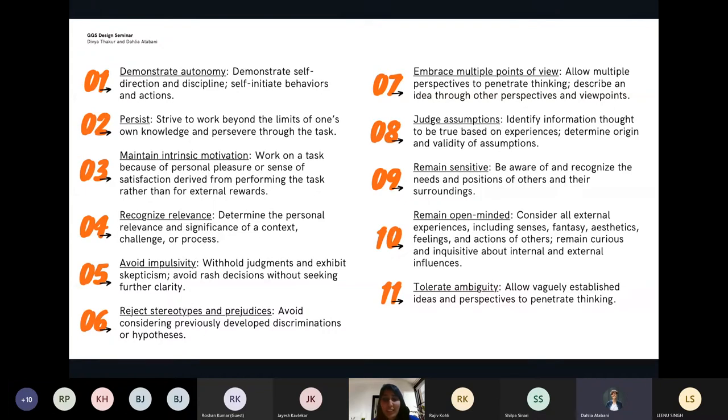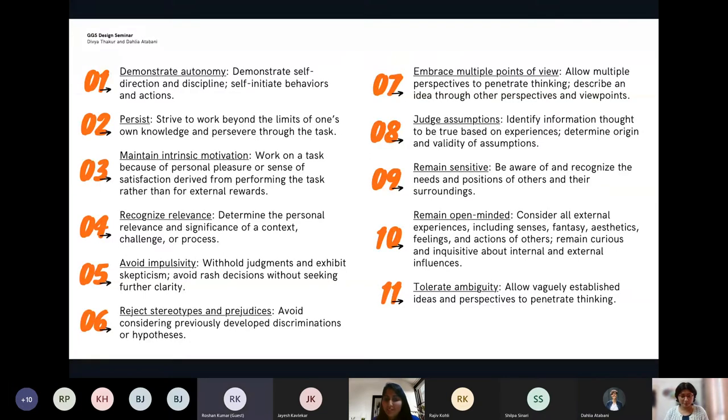Yes, ma'am. We are receiving the responses. One of the responses again is from Roshan, sir, that is: judge assumption is critical thinking. Sir, do you want to say something about why you have selected it as critical thinking?